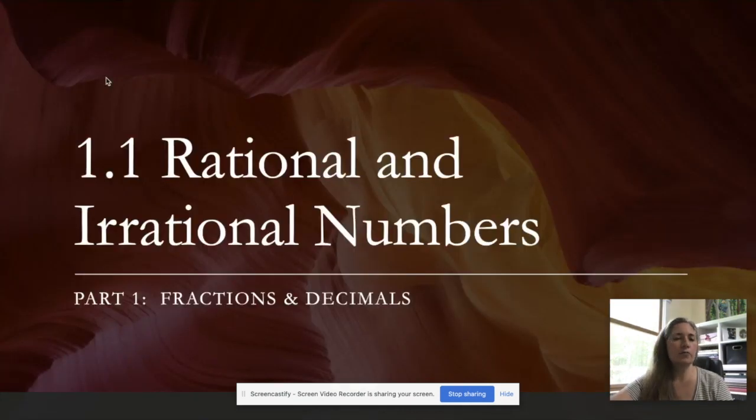And so the very first section is rational and irrational numbers. And again, we'll learn more about what those words mean towards the end of the unit. But we're going to start with part one, which is just looking at fractions and decimals.